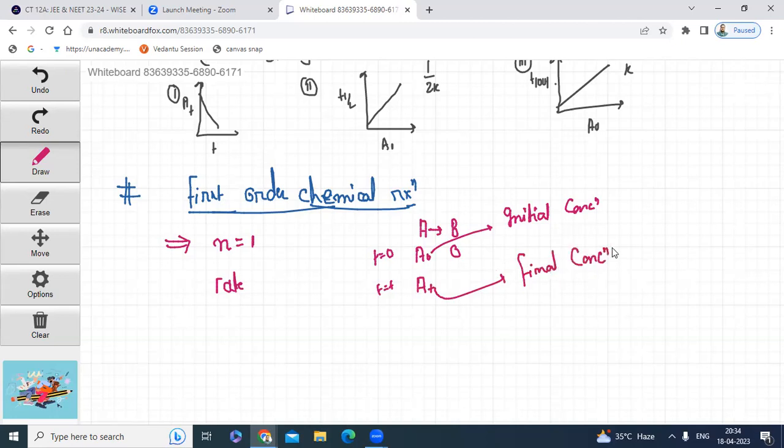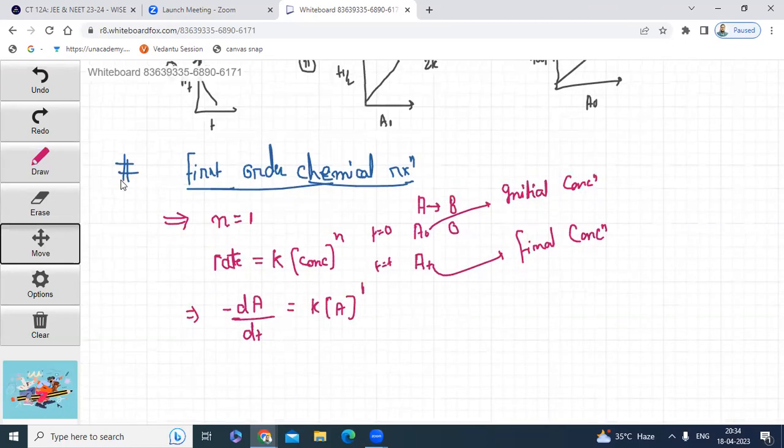At the time t is equal to 0, when the reaction is started, this is the initial concentration. After the time t, this is the final concentration. The rate value will be equal to K into concentration to the power n. So we will write that the rate value is equal to minus dA by dt is equal to K into the concentration A. This is the concentration to power 1. This is the formula.